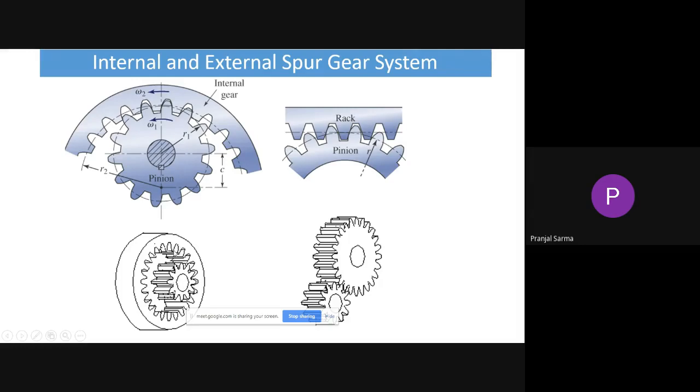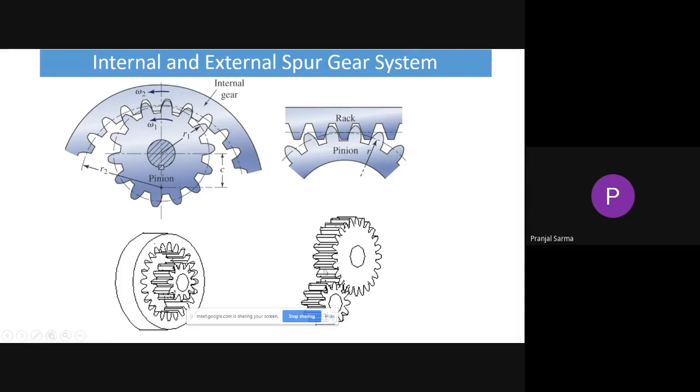So we have internal teeth on this bigger gear, and it meshes with the external teeth which are cut on the periphery of the smaller gear. So this arrangement is internal meshing, and in this particular figure, this one is the external meshing.